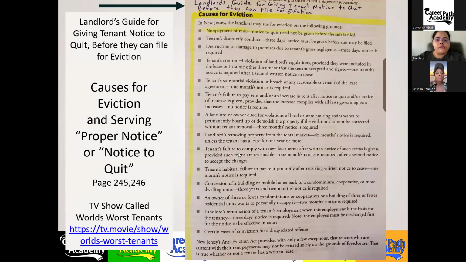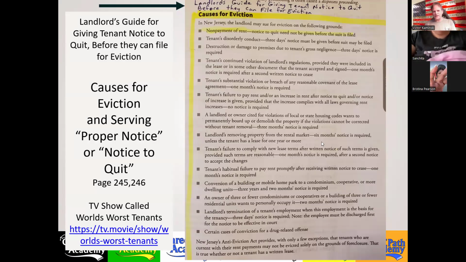All right, so if you're going to be in property management, having a guide like this would be useful for you, because these are the rules in New Jersey as to the landlord's guide for giving tenant notice to quit before they could file for eviction for various reasons, how much notice that they need to give. So you may find this as a useful thing. So it's good to have.